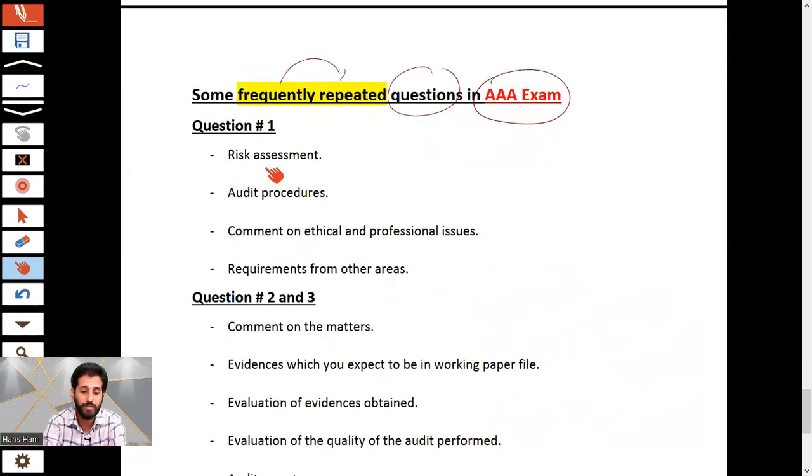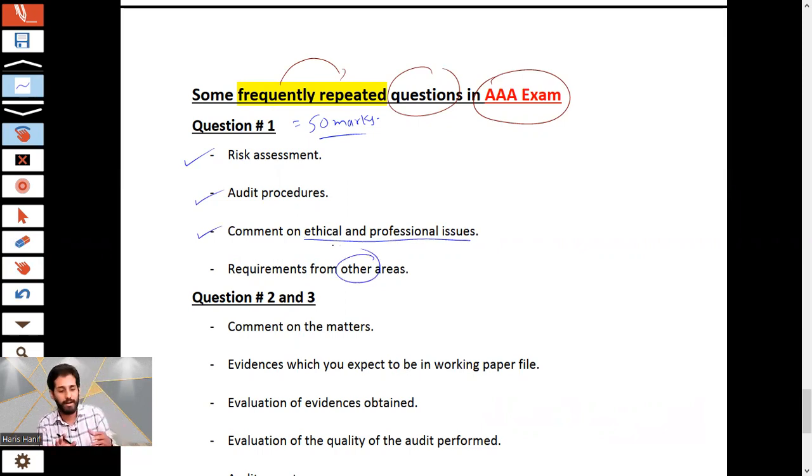In question number one, which is worth 50 marks, there is a topic: risk assessment, a must. Audit procedures, a must. Comment on ethical and professional issues, a must. And then other areas. We cannot predict those other areas, right? But these three collectively become sometimes 40 marks, sometimes 35 marks, in which risk assessment is a frequently examined requirement. In question number one, the first requirement is risk assessment, next is audit procedures, and then ethical issues. So this is the structure of question number one.